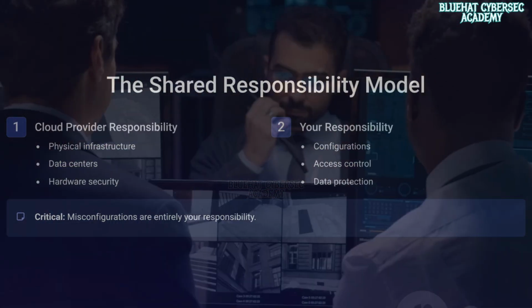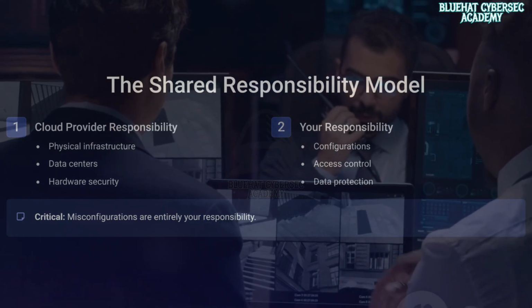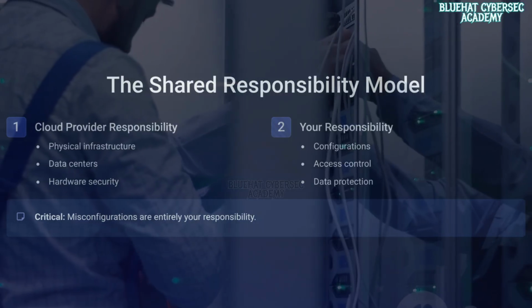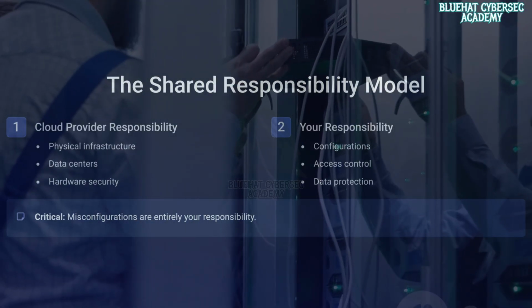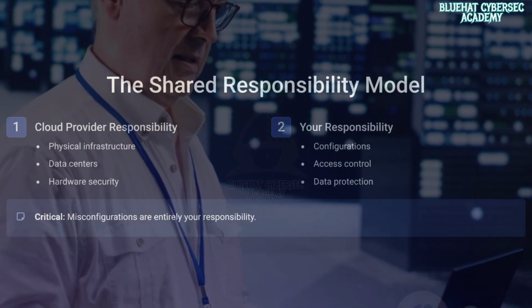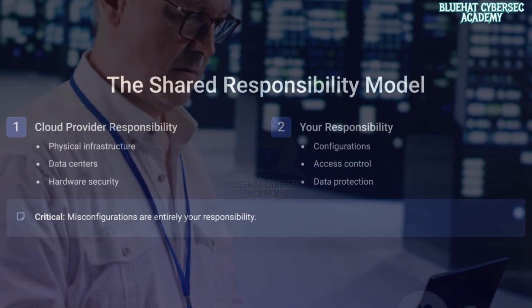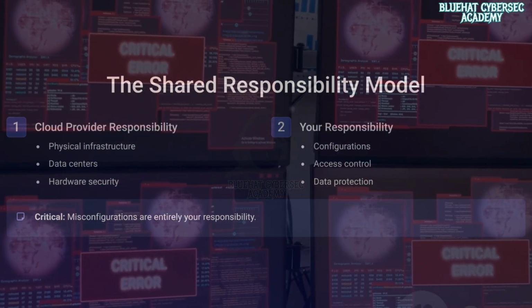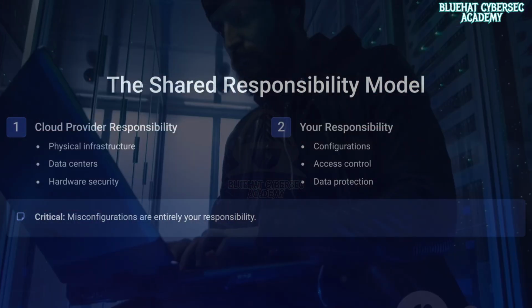The shared responsibility model is, honestly, one of the most misunderstood concepts in cloud security. Now, cloud providers take care of the physical infrastructure, data centers, and hardware security. But you are actually responsible for things like configurations, access control, and data protection. The key point here is that misconfigurations are entirely your responsibility.